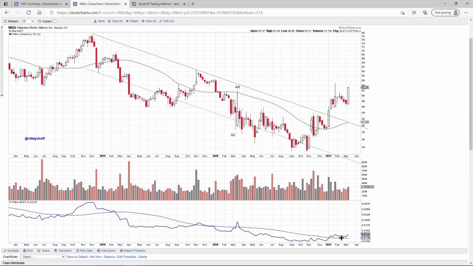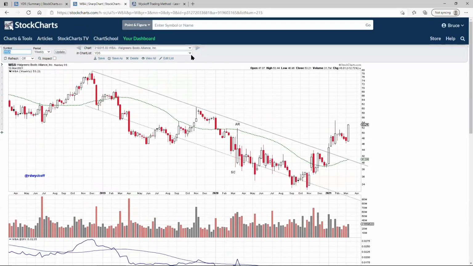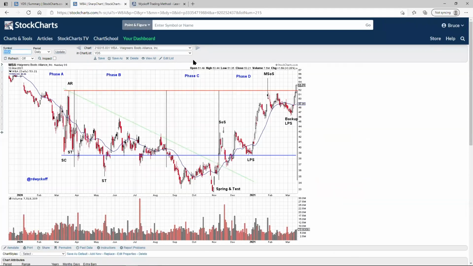And there's some kind of a base forming in the relative strength. So let's go to the next part of this, which is to look at the accumulation structure and the phase analysis. Stopping action, selling climax, big outsized rally, that's an automatic rally.